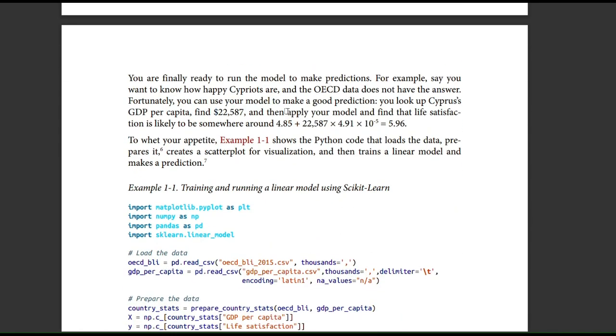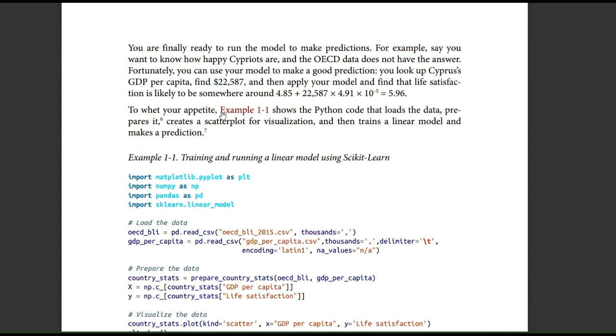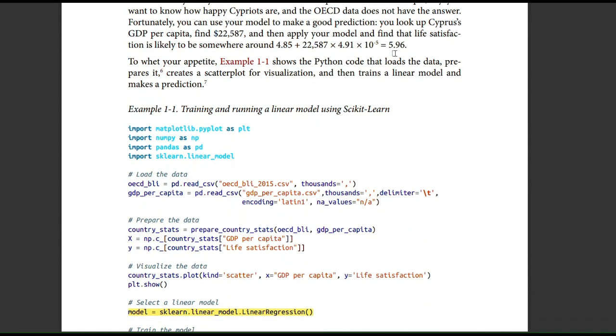In our case, these parameters work the best, where theta naught is 4.85 and theta 1 is around 4.91 times 10 to the power minus 5. Now the model fits the training data as closely as possible, and that's your linear model that fits this data set perfectly. Finally, ready to run the model to make predictions.